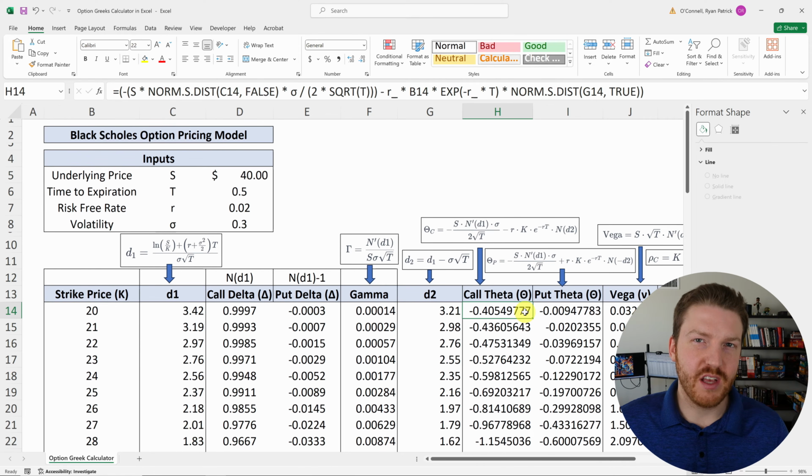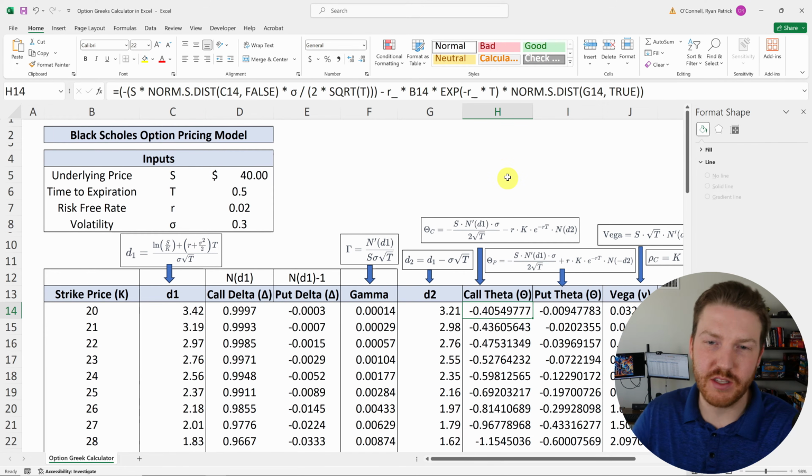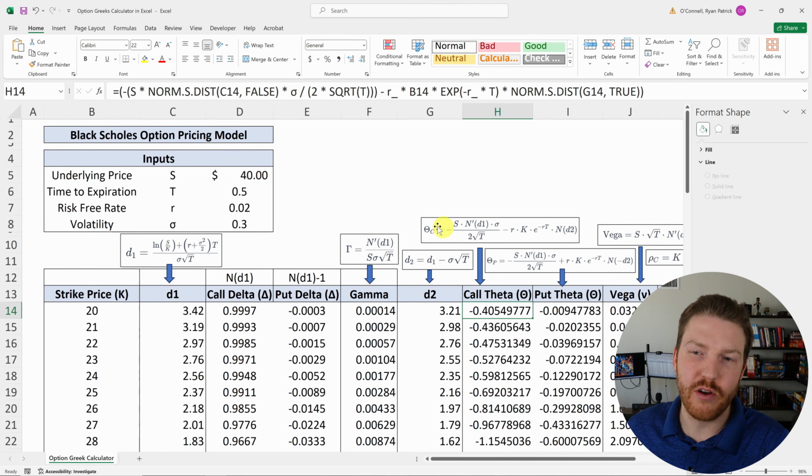With all that being said, let's calculate the value of theta for a call option and for a put option. Now, this is the most convoluted formula for all of the Greeks. We can see the formula to calculate call option theta here, and the formula to calculate put option theta here. I'm not going to spend the time to go through this whole formula because it's quite convoluted.